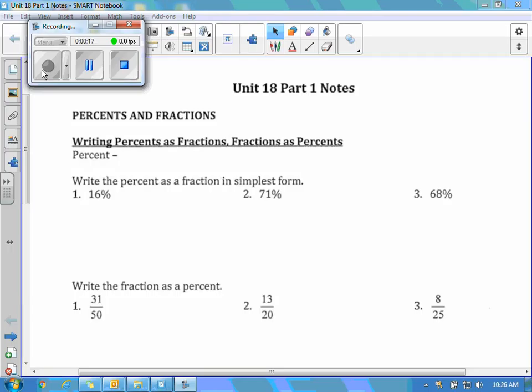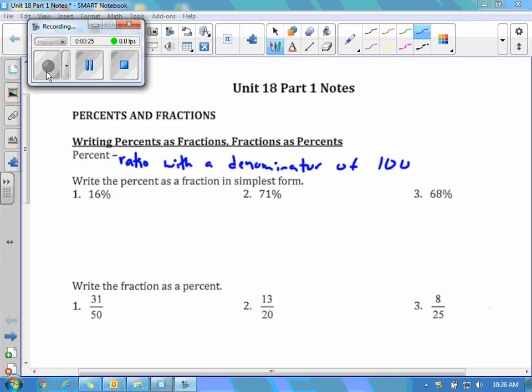So the first thing we need to do is define what a percent is. A percent is a ratio with a denominator of 100. We've talked a lot about ratios in the past couple units. Percent means per 100. If you think cents, there's 100 cents in a dollar, percent per 100.